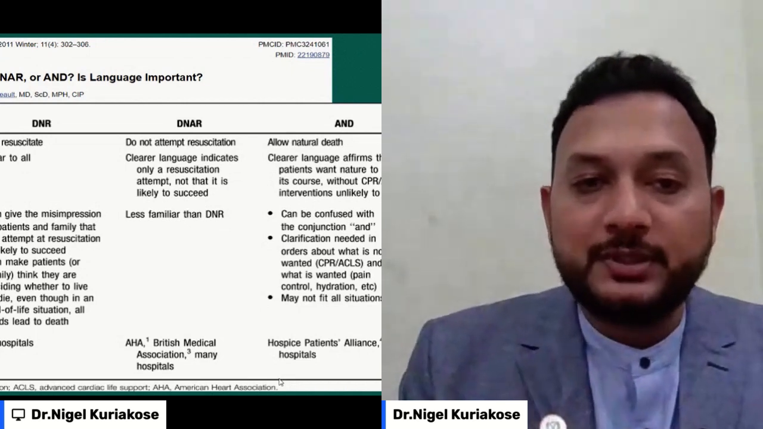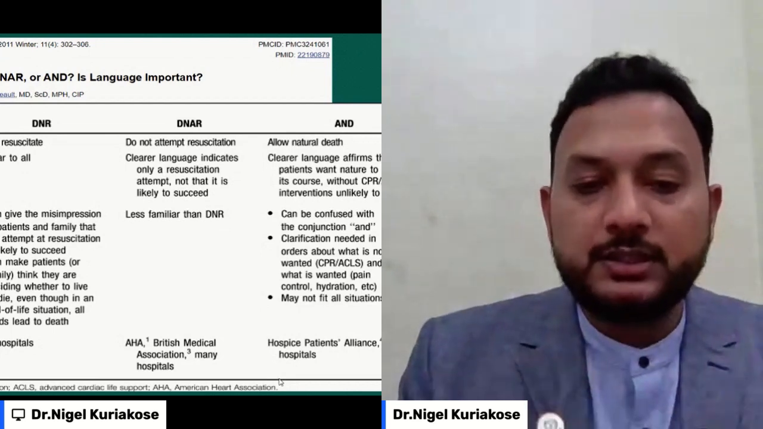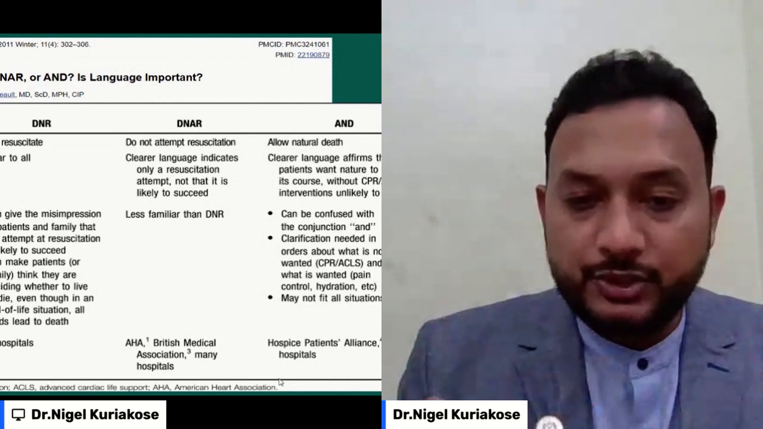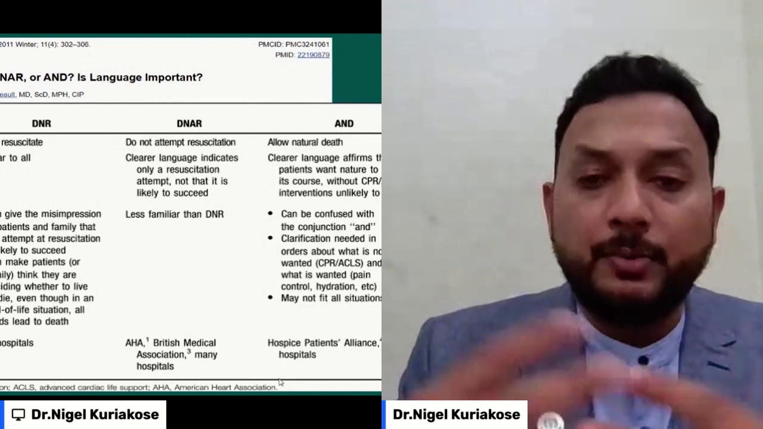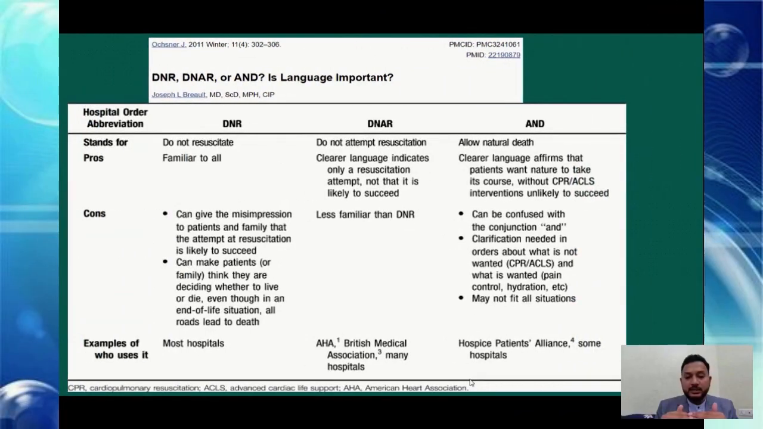Now, most hospitals, as we know, use the terminology DNR even today, but the AHA, the British Medical Association, and hospitals which follow certain policies and protocols, especially when it comes to accreditations, might inculcate terminologies like DNAR. A&D is used by the Hospice Patients Alliance and some other hospitals.